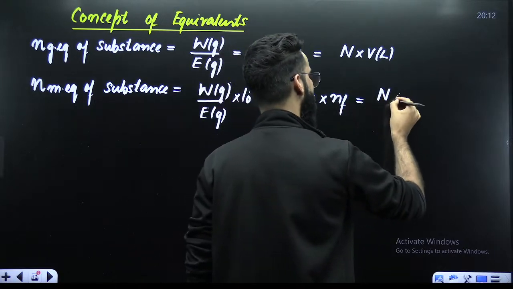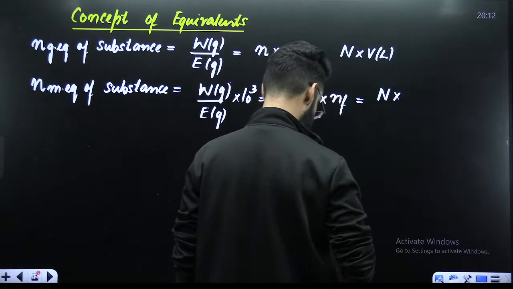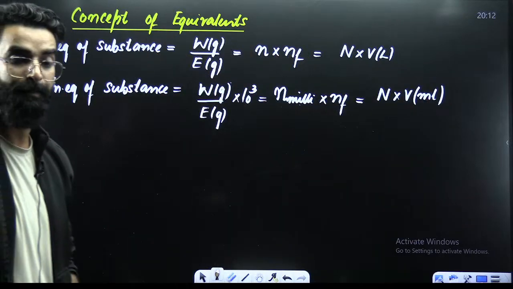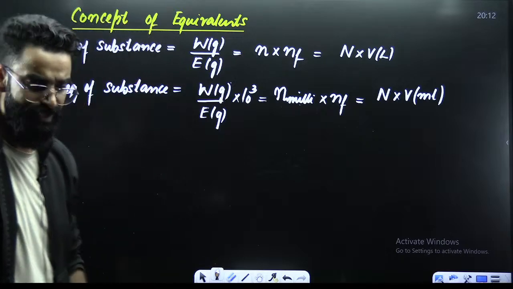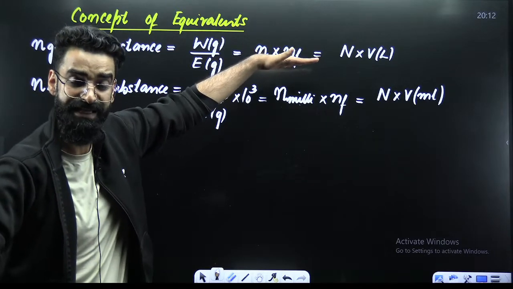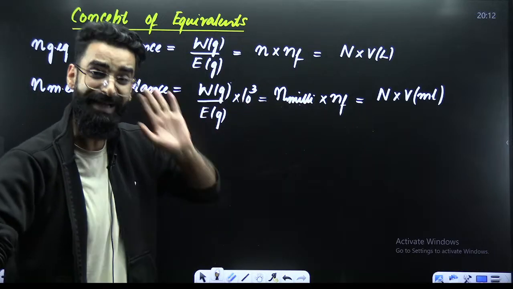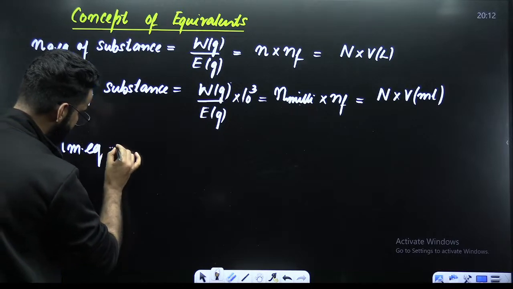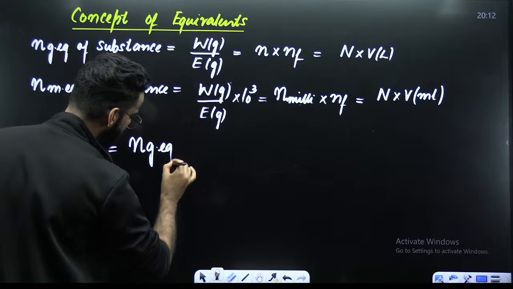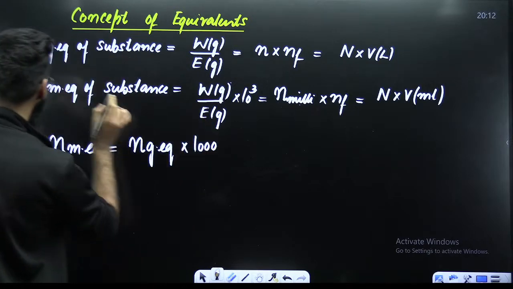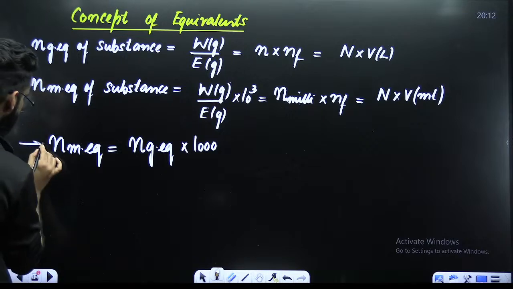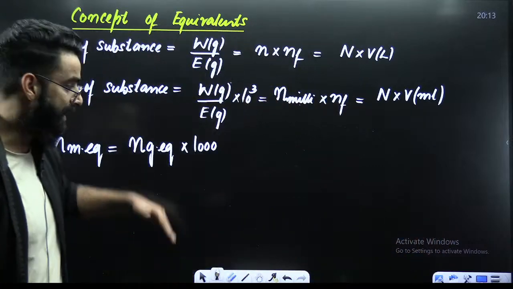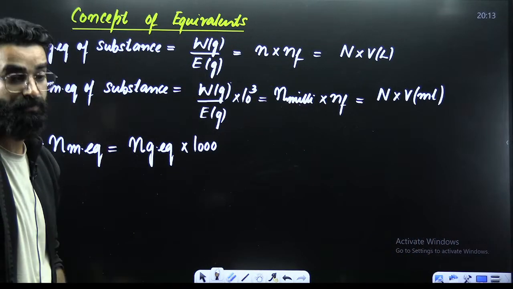The third result: normality of the solution multiplied by volume of solution in ml. That also gives me the milli equivalents of solute. So three results to calculate gram equivalents of any substance, three results to calculate milli equivalents of any substance. And do remember, number of milli equivalents of the substance is always equal to number of gram equivalents of the substance multiplied with 1000. These are few results which I would want you to remember from now on.